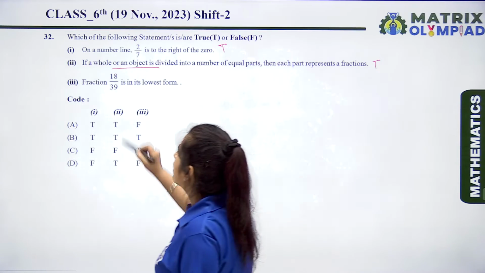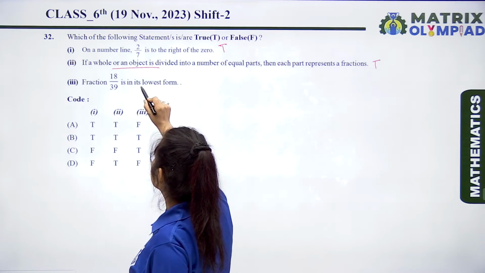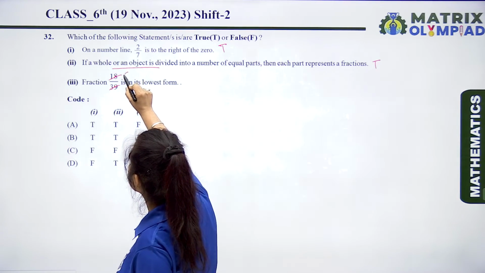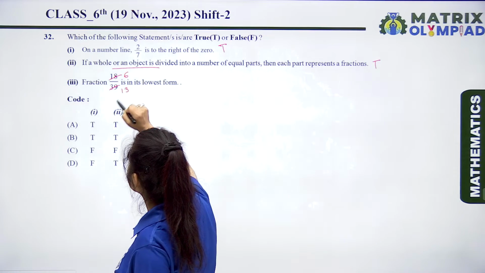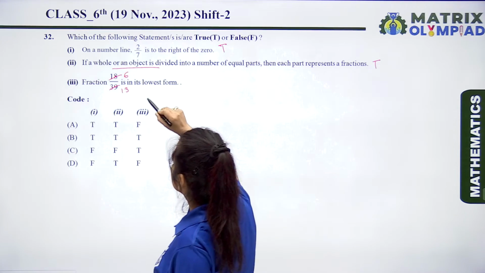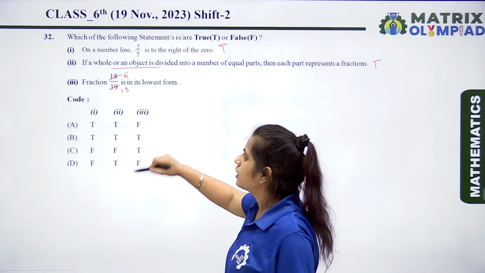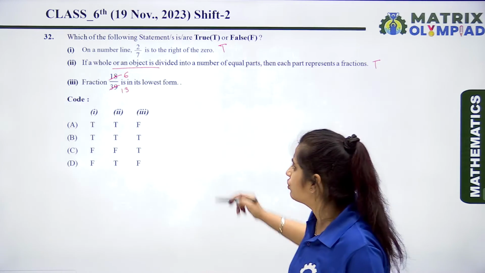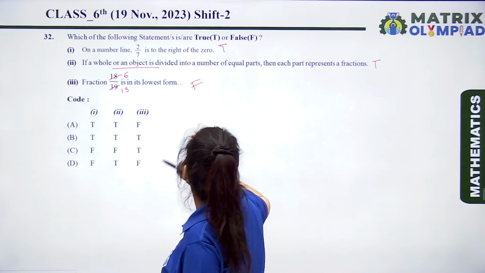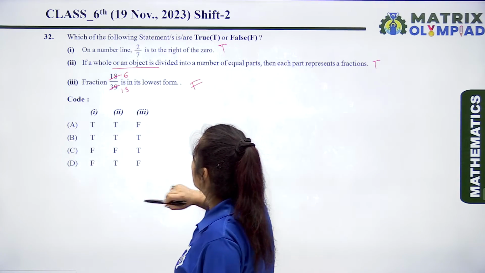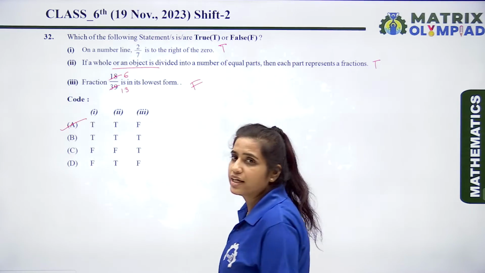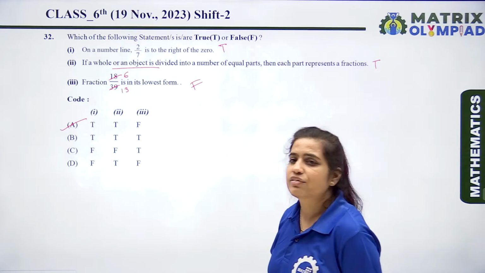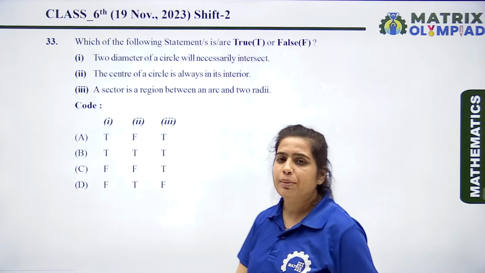The next one is, fraction 18 upon 39 is in its lowest form. So let's find the lowest form. This is 6 upon 13. So fraction 18 upon 39 is not in the lowest form. So the statement is false. So the sequence is true, true and false. Here in option A, true, true and false. Now let's start with the next question. Next question is question number 33.